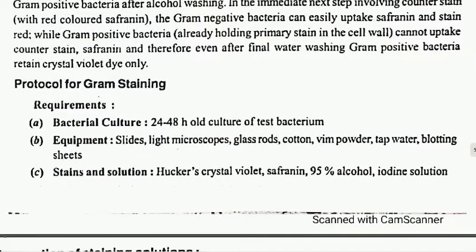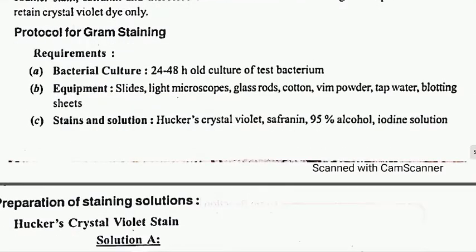Now what is the protocol for the Gram staining? We need a 24 to 48 hour old culture. Then, of course, general small equipment like slides, light microscope, glass rods, cotton, tap water, powder, and blotting sheets. Then we need Hooker's crystal violet solution, safranin, 95% alcohol and iodine solution.